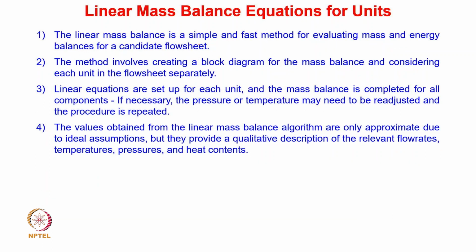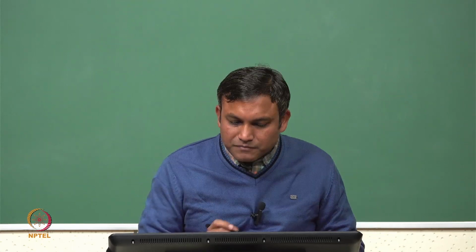So clearly linear mass balance is a simple and fast method, because we are only formulating linear equations. Linear equations can be solved efficiently by using methods like the simplex algorithm, and we can evaluate the mass and energy balance for the candidate flow sheet approximately. The method involves creating a block diagram for the mass balance considering each unit in the flow sheet separately. So you can see that input and output of each unit we are now representing by using specific equations. So it enables formulating the block diagram, and that helps in combining everything.